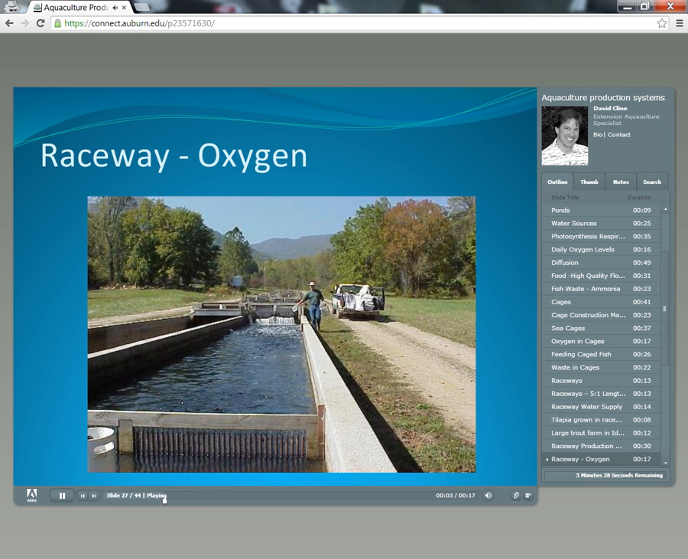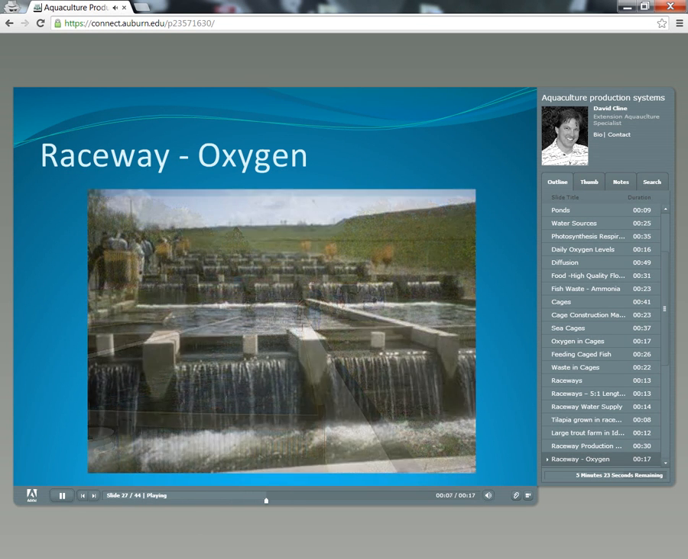Oxygen in the raceways comes in with the fresh water and may be increased or maintained by letting the water fall from one raceway segment to another. The falling water causes splashing that assists in the diffusion of oxygen from the air.